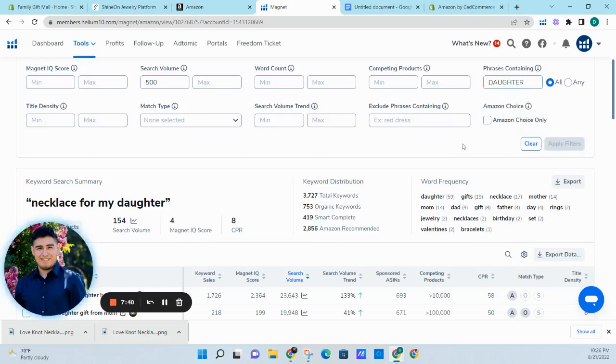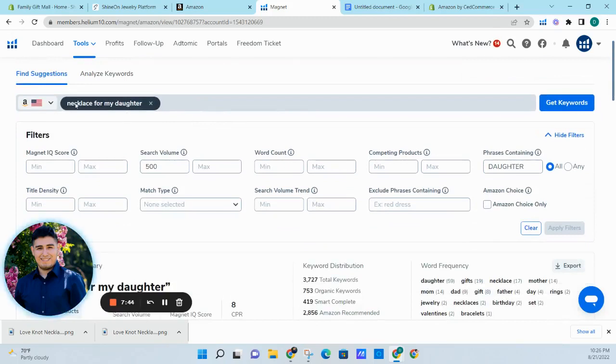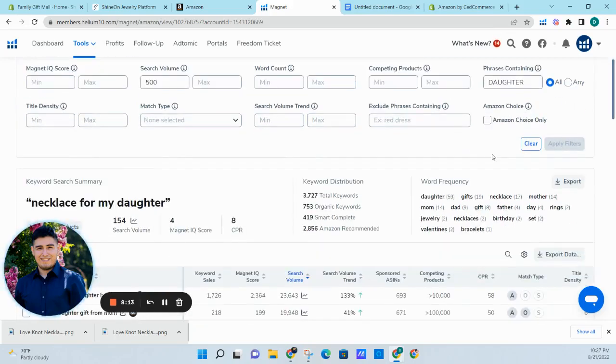In this case, it's called the root keyword. So in my case, the root keyword is daughter and necklace, right? Because it would be daughter more than necklace, because you could say daughter gift, and people that look for daughter gift most likely buy a ShineOn product. So it's not only necklace, could be gifts, could be presents, could be pendant, could be jewelry. There are many, many terms that you could target. So the root keyword will be daughter, right? Because there's a niche we're targeting.